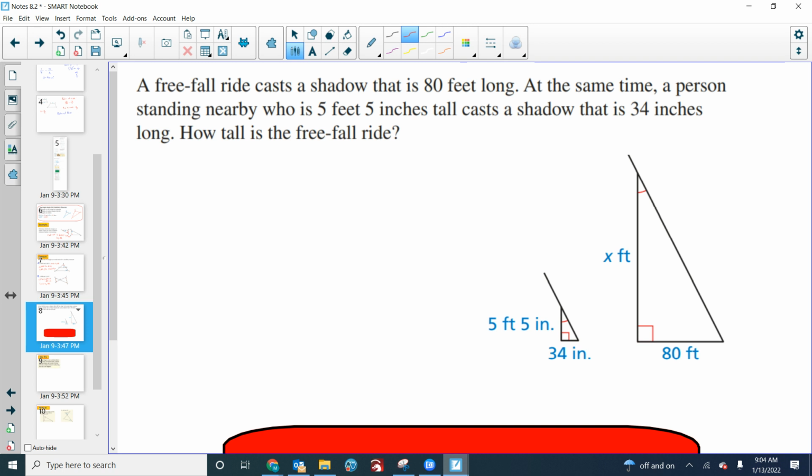Ooh, on to some application problems. A free fall ride casts a shadow that is 80 feet long. At the same time, a person standing nearby who is 5 feet 5 inches tall casts a shadow that is 34 inches long. How tall is the free fall ride?